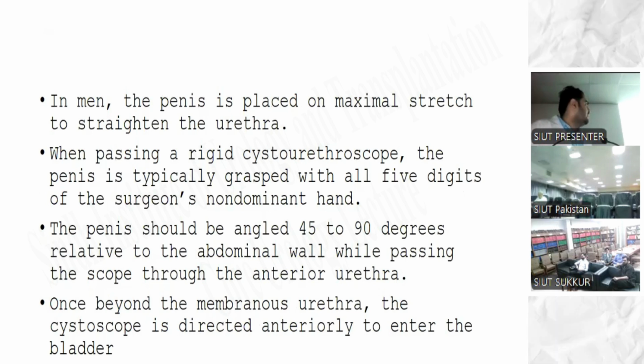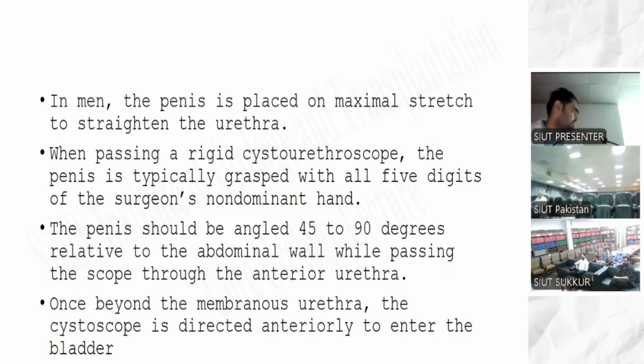In the man, the penis should have maximal stretch in order to straighten the urethra. It should be held at 45 to 90 degrees, that means in the stretch position, in order to straighten the urethra, with all 5 fingers of the non-dominant hand. And we should try to introduce the cystoscope.